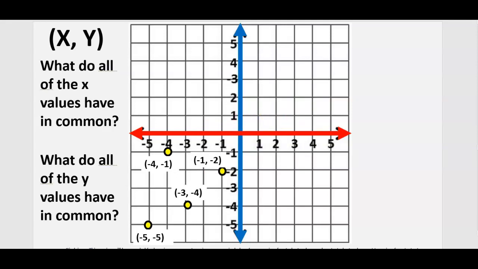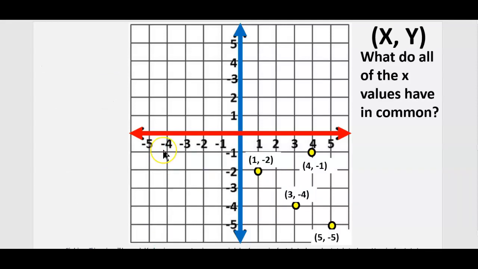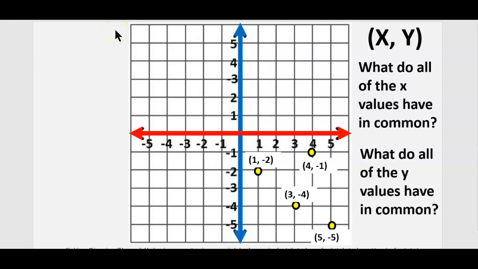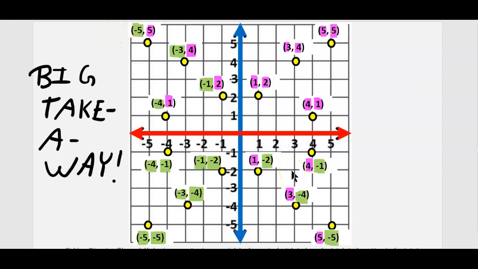What do all the y values have here? All the y's are also negative. So this is a negative, negative. Okay, here, what do we have here? Positive, negative, positive, negative, positive, negative. So let's review here. This is the big takeaway.